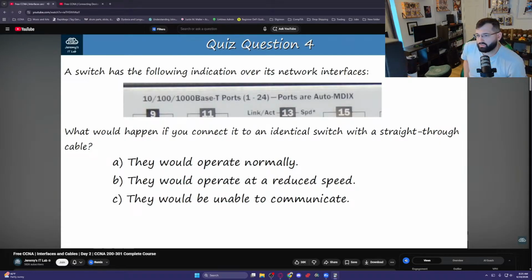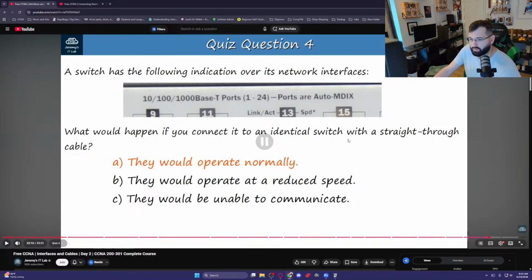Because there are 2 switches, right? The answer is A, they would operate normally. What? Let's check. Okay, read the question again, Tyler. A switch has the following indications over its network interface. Oh, damn it. Read the question.